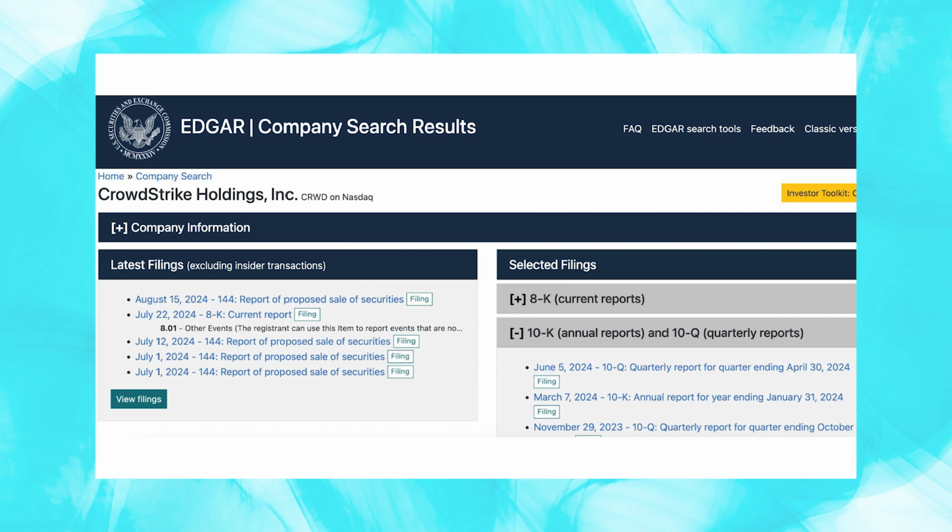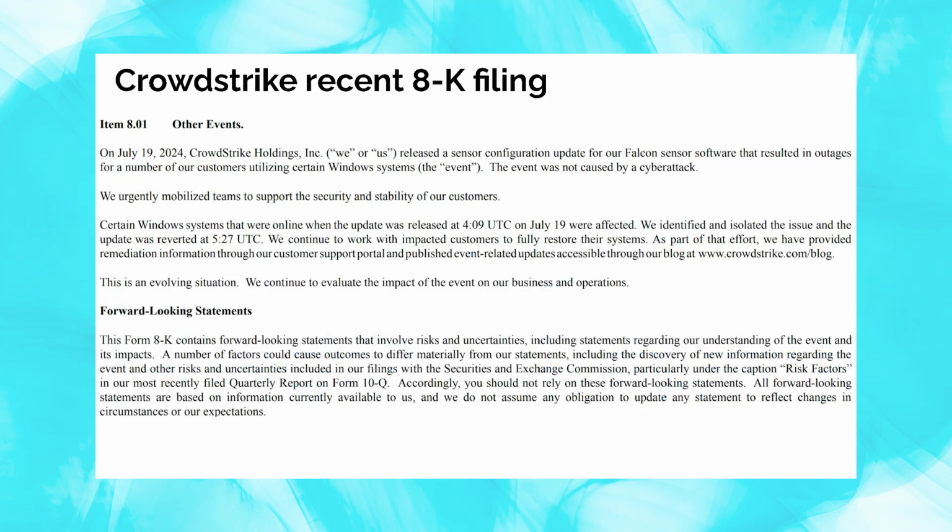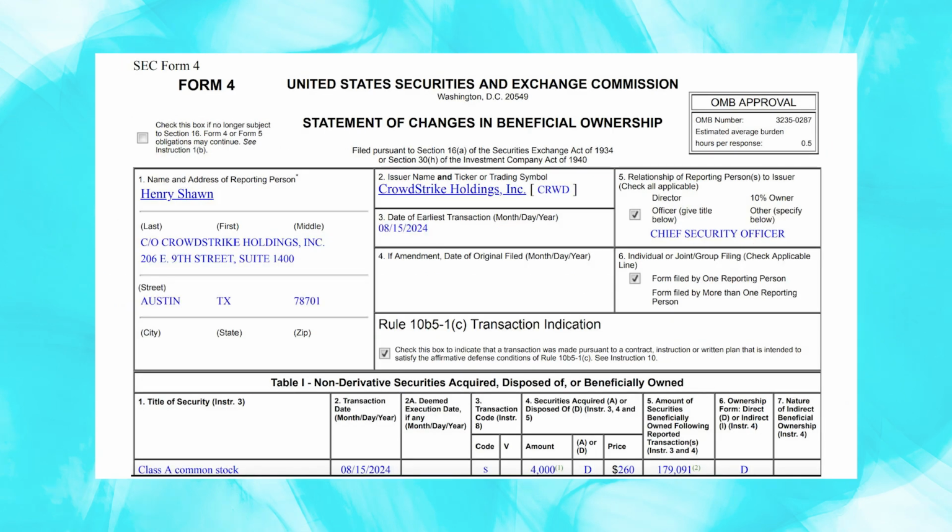The recent crisis triggered a requirement for the company to file a document called an 8K to notify shareholders within 4 days of a major event. Another important document is a Form 4, which indicates whether an insider, like a director, executive, or owner, trades company securities. Here is the Form 4 filing indicating that the Chief Security Officer of CrowdStrike recently sold 4,000 shares at $260 per share.